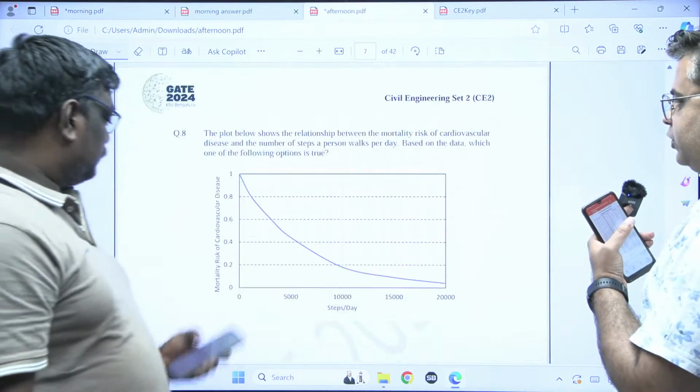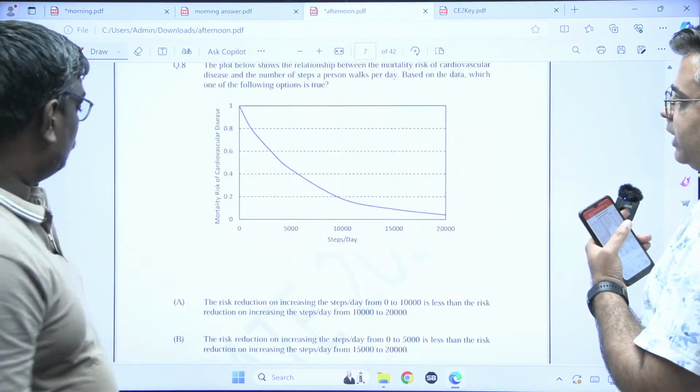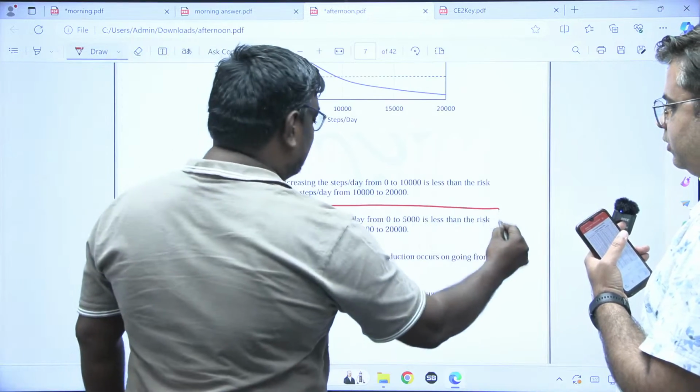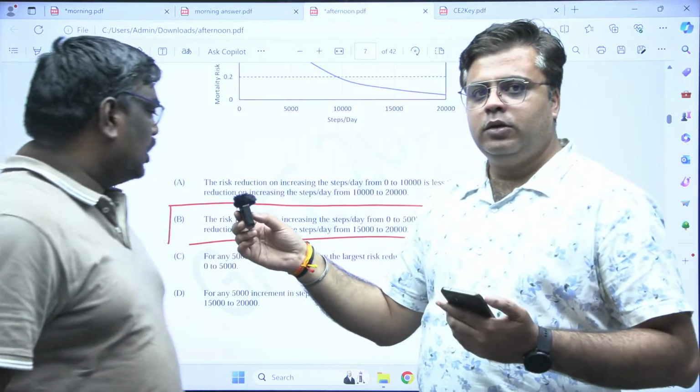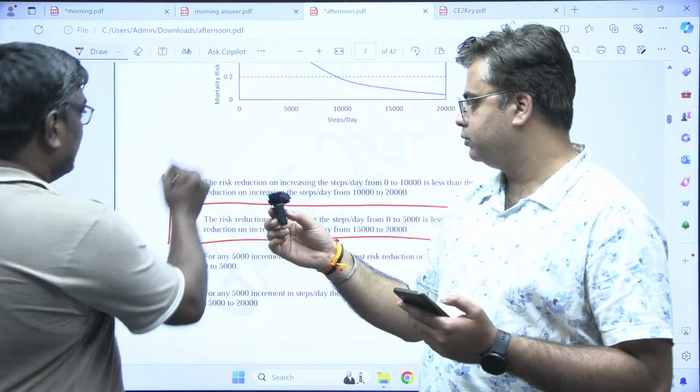Next, you have this question 8. For question 8, sir, you can directly tell us, some graph question is there. The graph question: the risk reduction on increasing the steps from 0 to 5,000 is less than the risk reduction on increasing the steps from 15,000 to 20,000. Option B is the right answer.